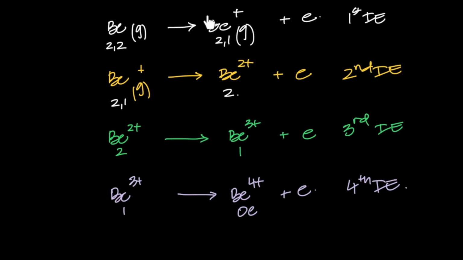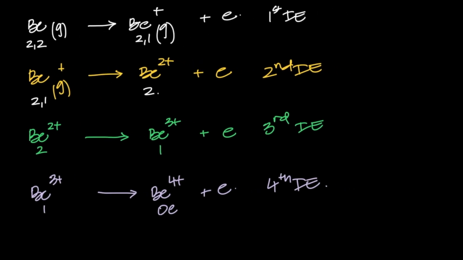The first one means making a 1+ ion from an atom. The second means going from 1+ to 2+ after having lost the second electron. The third is losing the third electron to become 3+, and 3+ to 4+ is the fourth ionization energy. I can even give you the values, just so that you have an idea. The first ionization energy of beryllium is somewhere in the 900s. This is obviously kilojoules per mole.